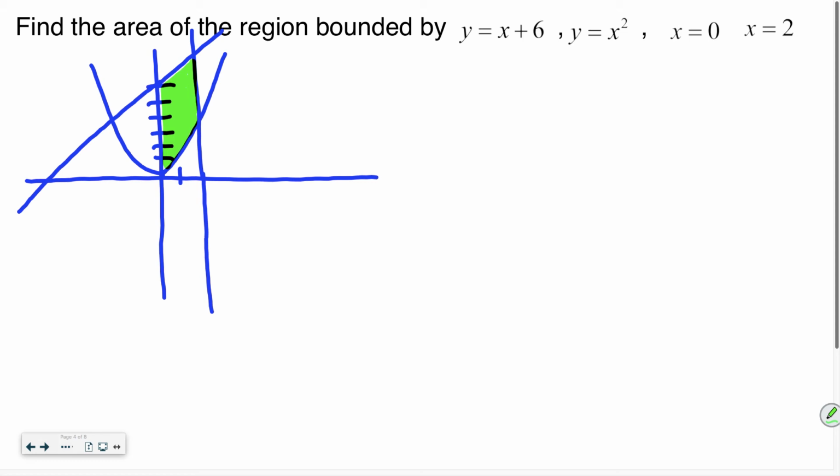Now this one, it's actually pretty easy to know what your limits of integration are because they kind of give it to you, right? They don't give you the interval, but they kind of do by saying x equals 0 and x equals 2, right? So we know we're going from 0 to 2.